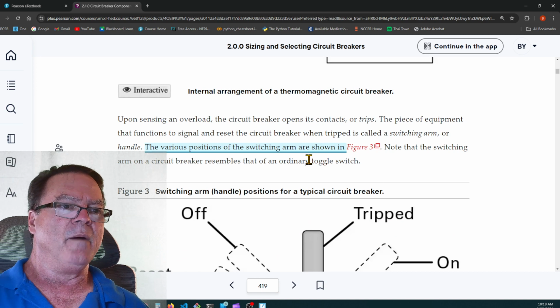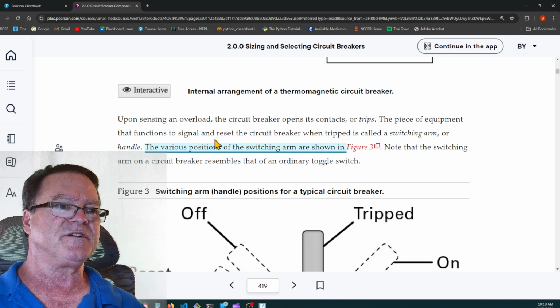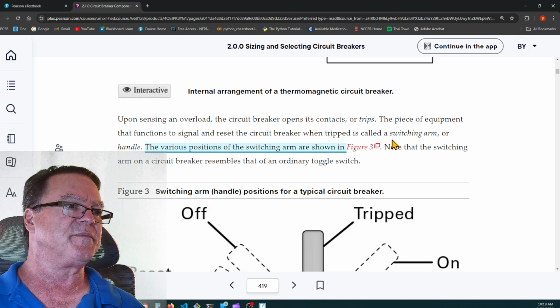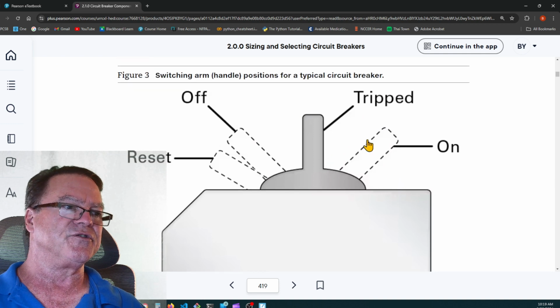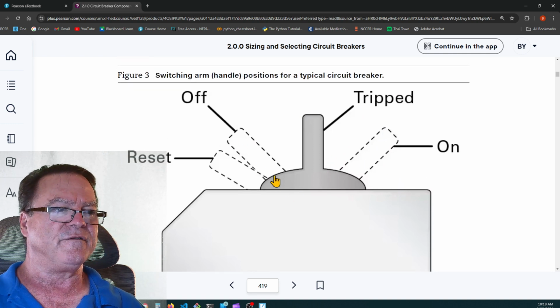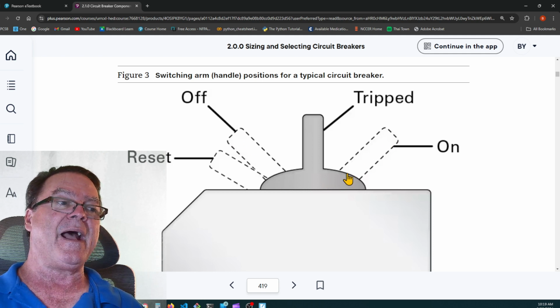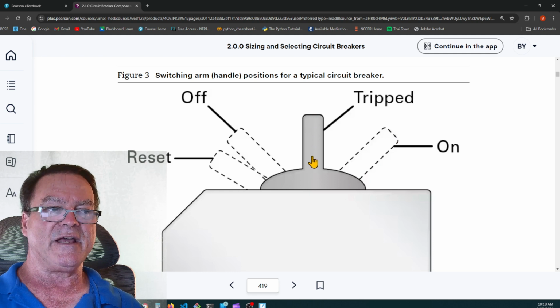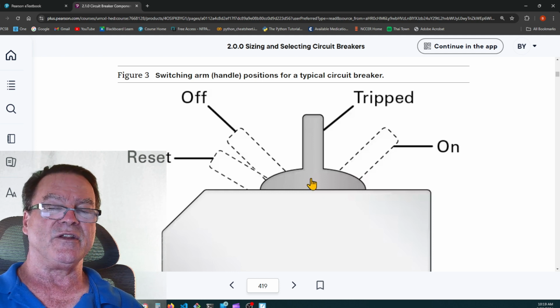All right. Upon sensing an overload, the circuit breaker opens its contacts or trips. The piece of equipment that functions to signal and reset the circuit breaker when tripped is called the switching arm or the handle. And this is a highlight. The various positions of the switching arm are shown in Figure 3. So you can turn it on, you can turn it off. If it turns off automatically, meaning it tripped, the handle is going to end up in the center. So when you see the handle of the circuit breaker in the center, you know that that circuit breaker has tripped for some reason, and you should investigate as to why it tripped.